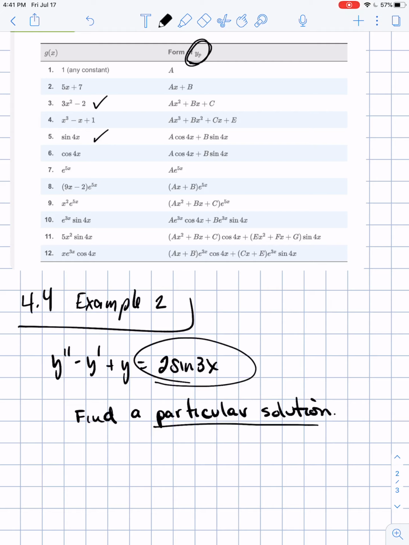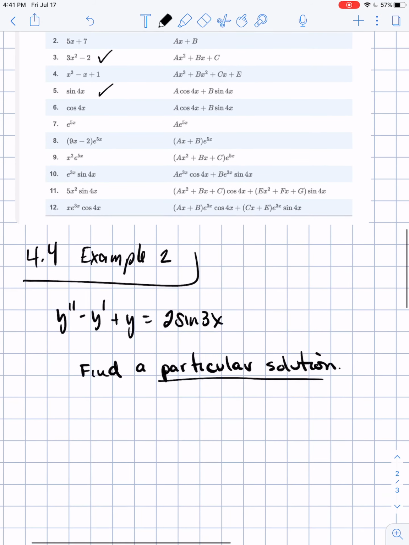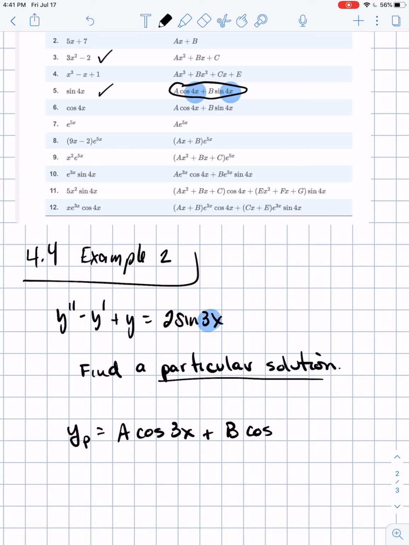the 2 sine 3x. Okay, so what you want to do is make your y of p equal to, if you notice here, the angle itself stays the same, so that 4x will stay the same. In our case, our angle is 3x. So what I'm going to have is a cosine 3x plus b sine 3x.